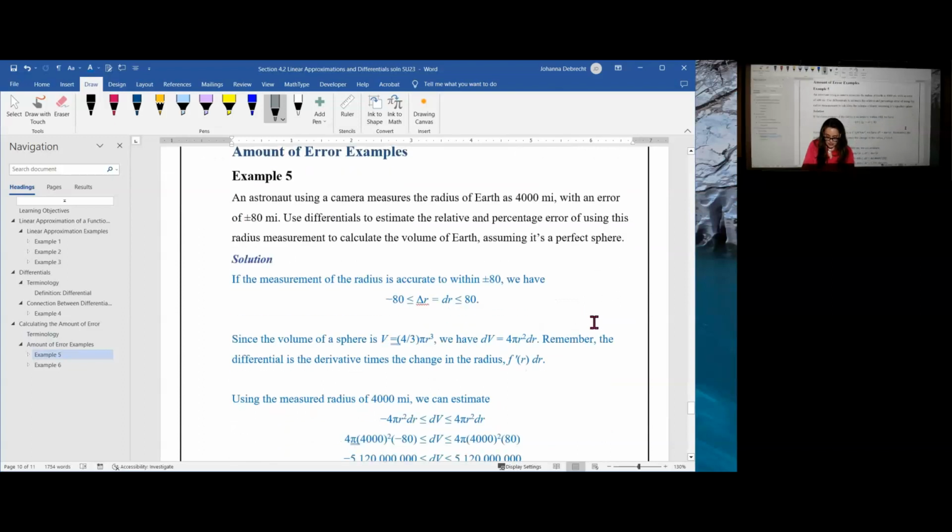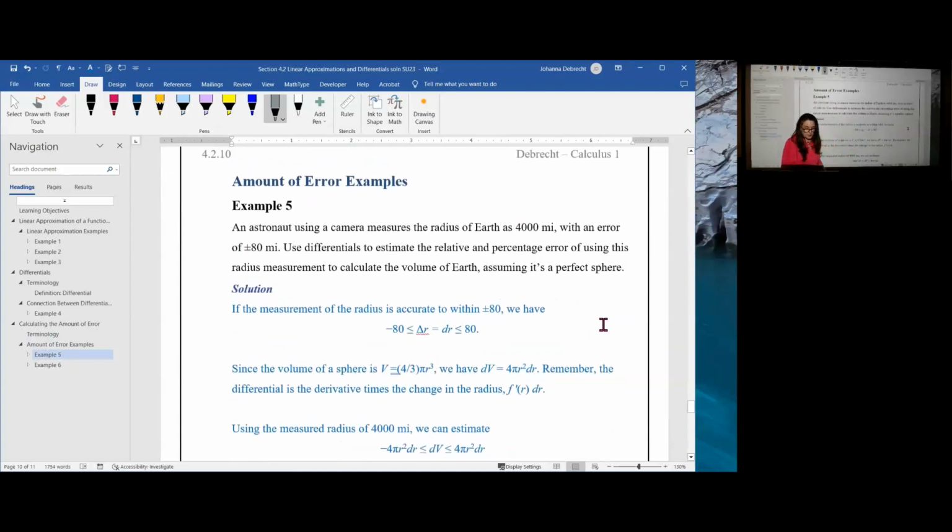We want to take a look at this first error example. An astronaut is using a camera to measure the radius of the Earth. He calculates that the radius of the Earth is 4,000 miles, but he knows he has an error of either 80 miles too much or 80 miles too few. That means plus or minus 80 miles. This is his delta X.